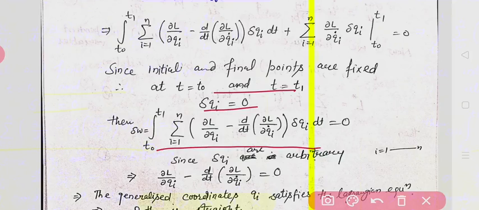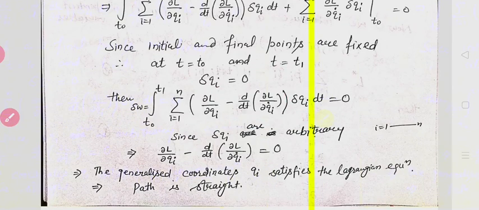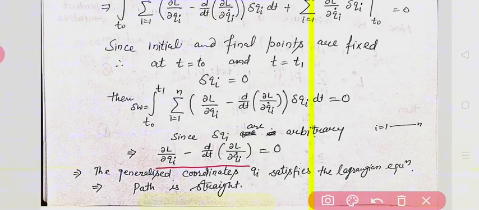But here you check that delta of q_i is arbitrary. So if the integral of this term is equal to 0 and delta q_i is arbitrary, obviously the remaining term will be equal to 0. And the remaining term is ∂L/∂q_i minus d/dt of ∂L/∂q̇_i equal to 0. Or you can take the minus sign common, that will be d/dt of ∂L/∂q̇_i minus ∂L/∂q_i equal to 0. So what does it mean? That means q_i is satisfying the Lagrangian equation.